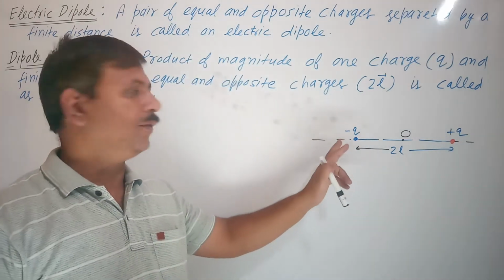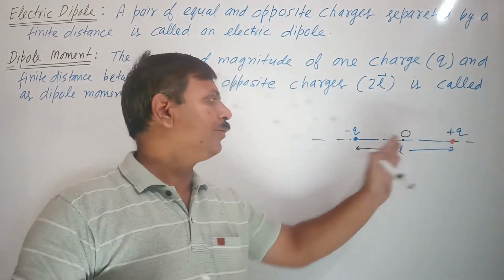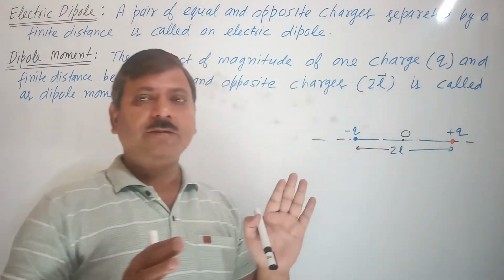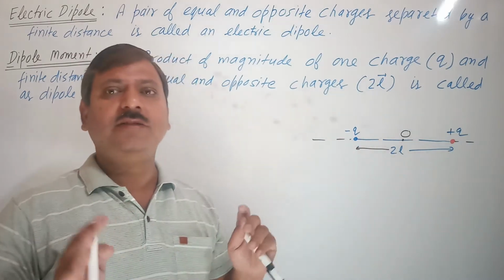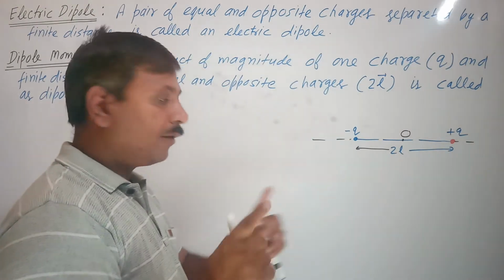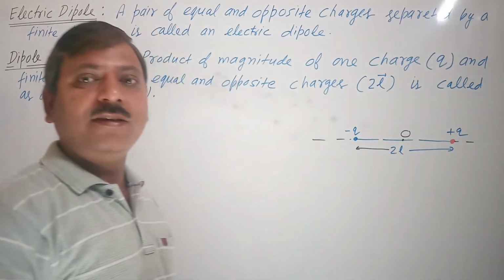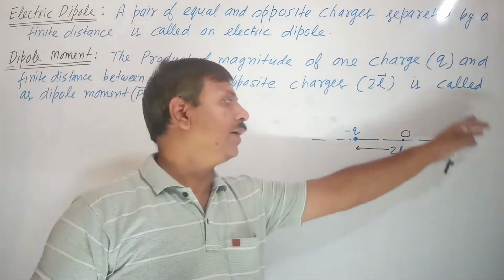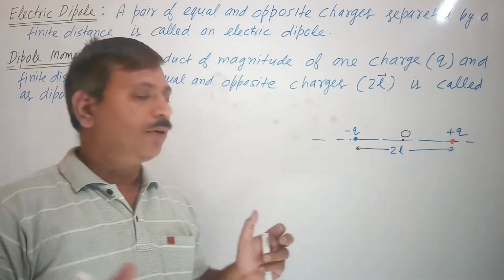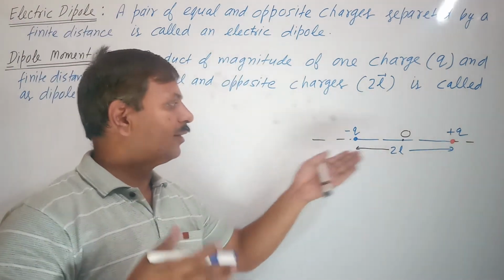Suppose one charge I have taken is minus q, and another charge is plus q. These equal and opposite charges are kept at a small, finite distance, which I have taken as 2l. So this system, a pair of equal and opposite charges kept at a finite distance, is known as an electric dipole. Here I have made an electric dipole. O I have taken as the center.